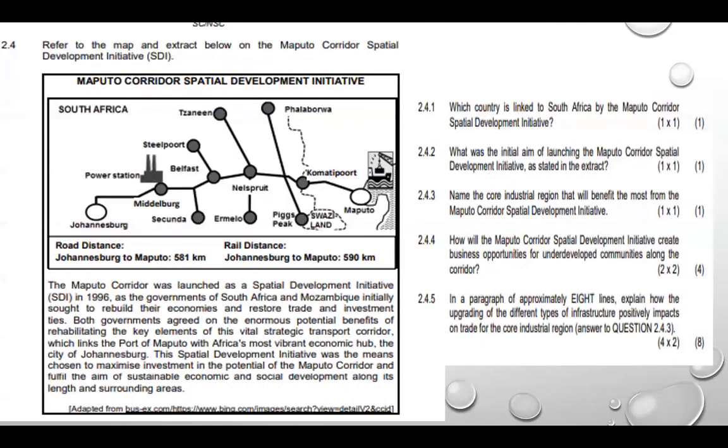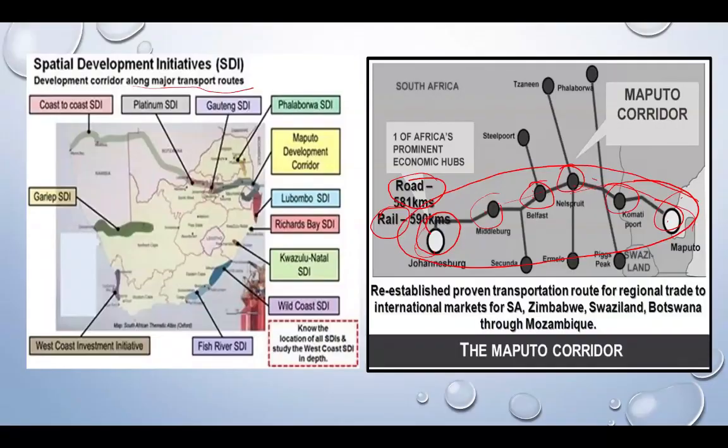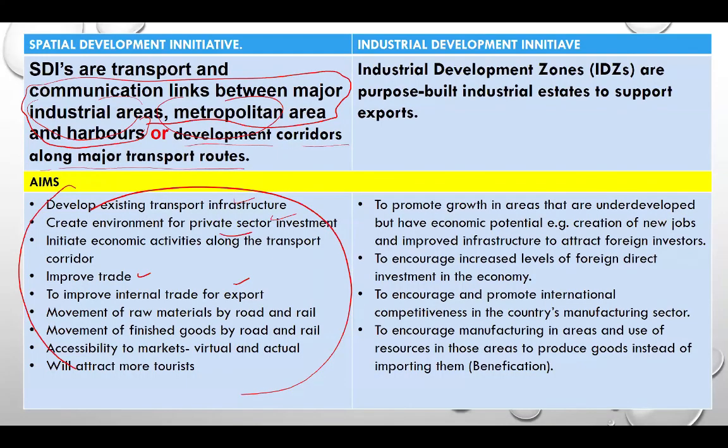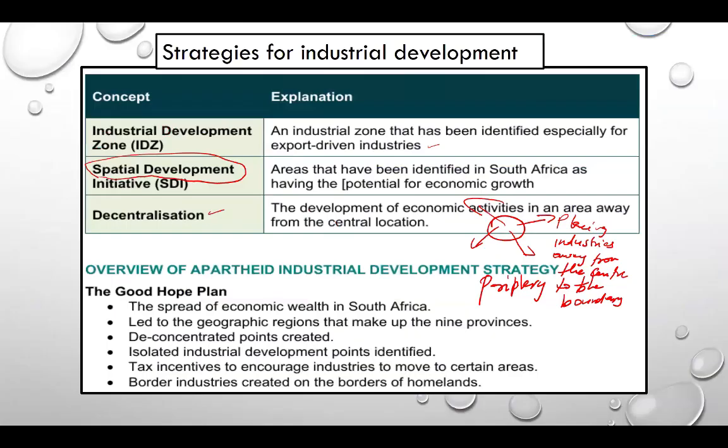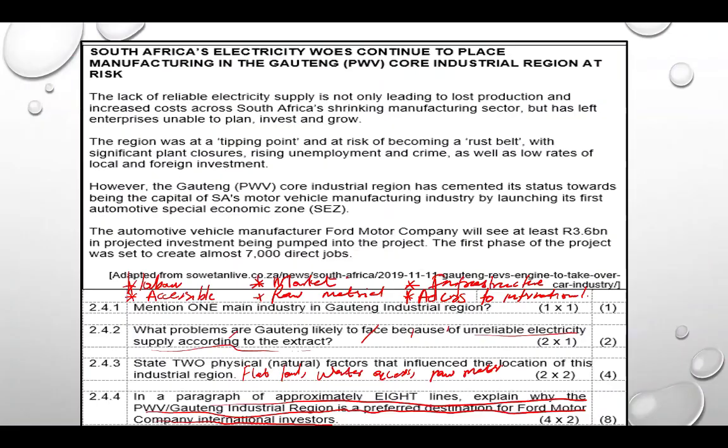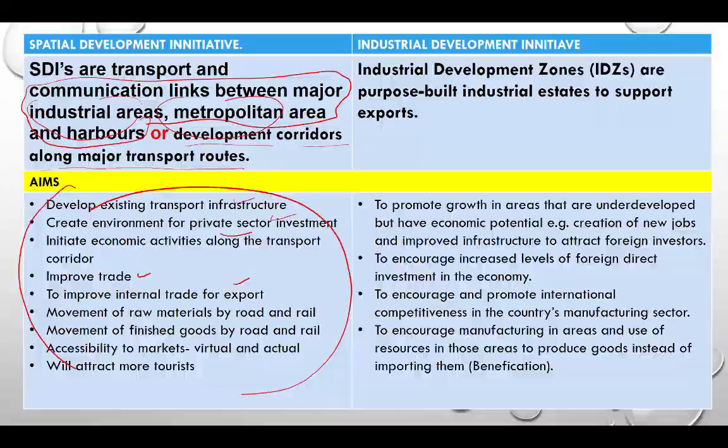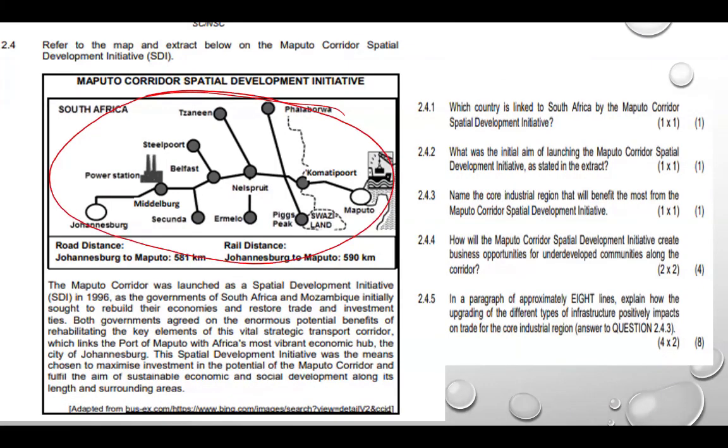Now, let's look at the activities that you can get. You see now, the very same diagram for the Maputo corridor. This is so predictable. If they say identify the corridor, it will be the same structure or the same diagram. So you cannot miss this Maputo corridor. Let's look at what we have there. Let's look at the questions.